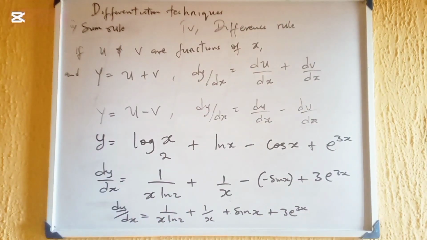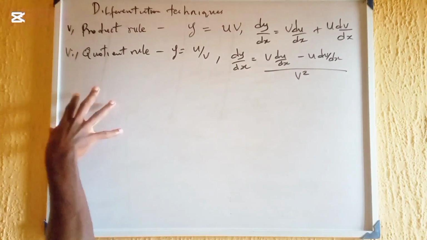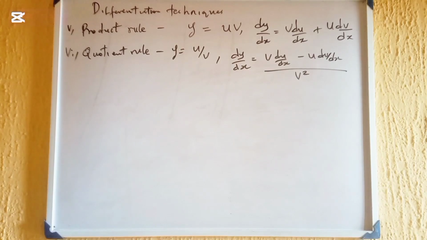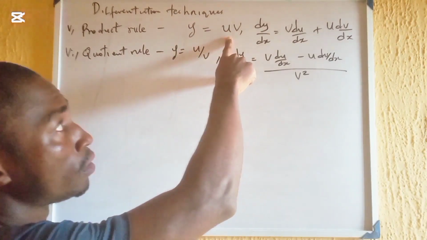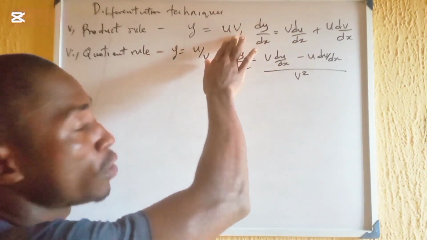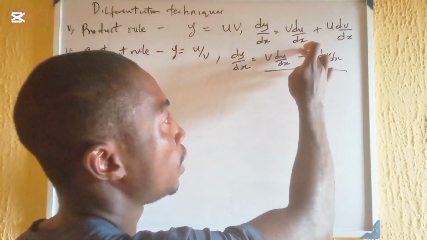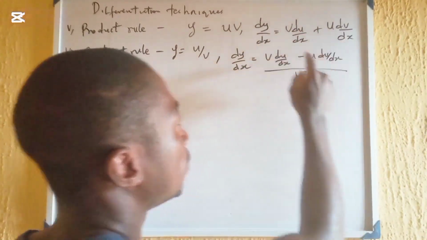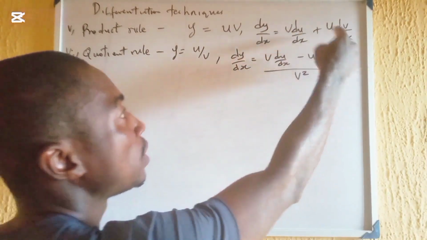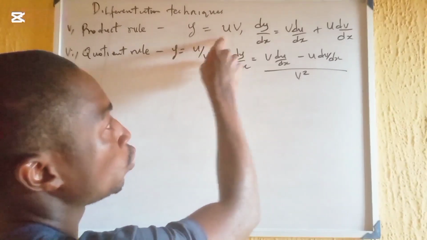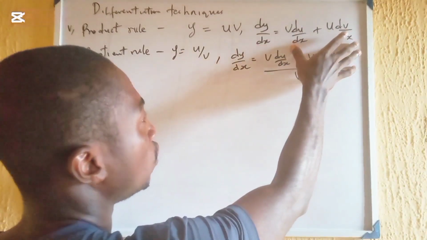So let's look at the next techniques quickly. The next techniques we are considering are the product rule and quotient rule. For the product rule, if y is equal to u times v, that's uv, where u and v are functions of x, it means that dy/dx is equal to v du/dx plus u dv/dx. That means this function v will multiply the derivative of u with respect to x, and the function u will be multiplied with the derivative of v with respect to x. Then we take the sum of the two of them.